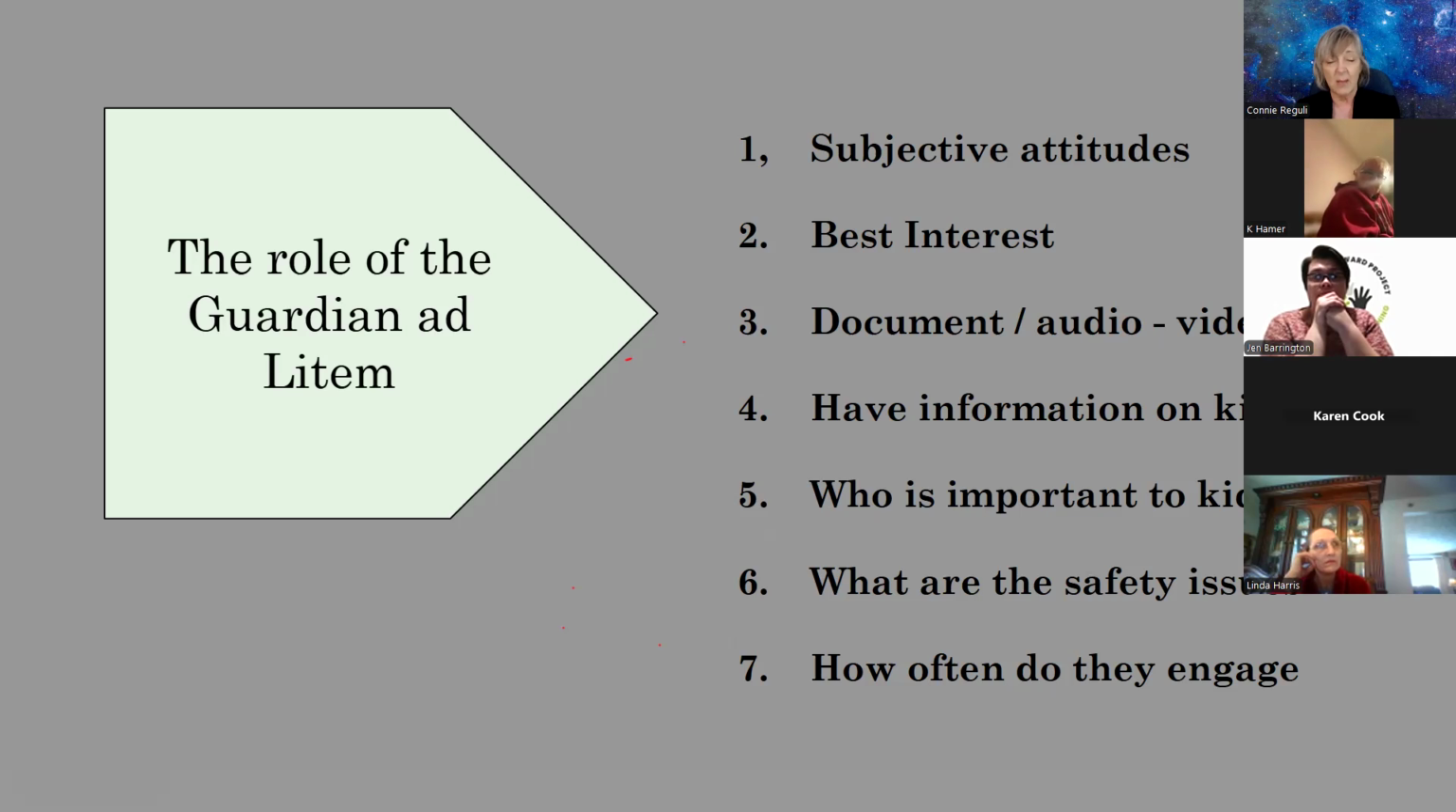And sometimes they just come out and say things like, I've had guardian ad litems say to parents, you will never get your child back, or your child doesn't want to come back, or your child's afraid of you, right? We want to draw all those out. We want to know what they are.